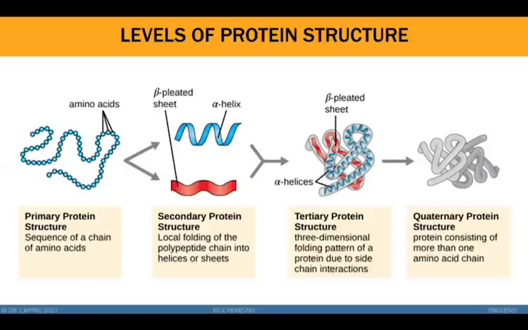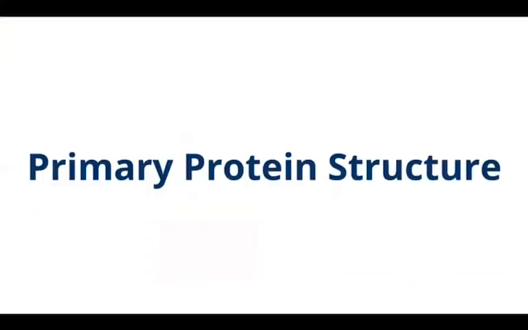So basically, this is the two-dimensional structure of proteins. When we have tertiary structure proteins, this is the three-dimensional folding pattern of a protein due to side chain interactions. And when we say quaternary structure of protein, this will now apply to those proteins having more than one peptide or polypeptide chains. Okay, so we'll be discussing the individual organization of proteins, starting off with the primary protein structure.